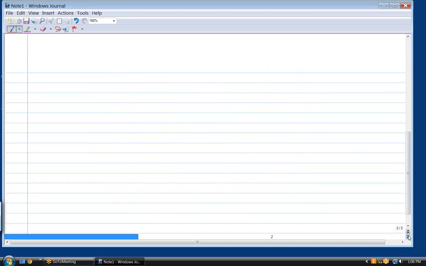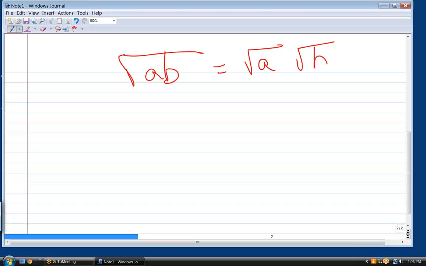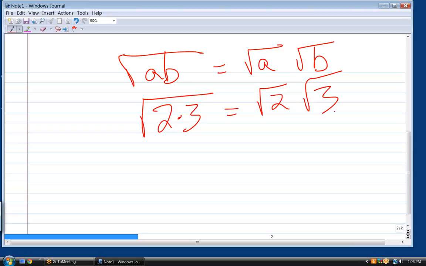Let's talk more radicals. Okay. Now, there's 2 theorems involving radicals that are the most important to memorize. One is if I have the square root of 2 numbers multiplied together, that's the same as the square root of the first number times the square root of the second. In other words, the square root of 2 times 3 is the square root of 2 times the square root of 3.